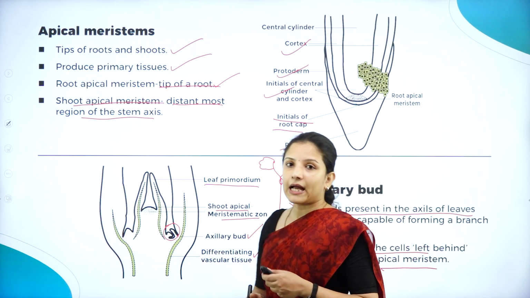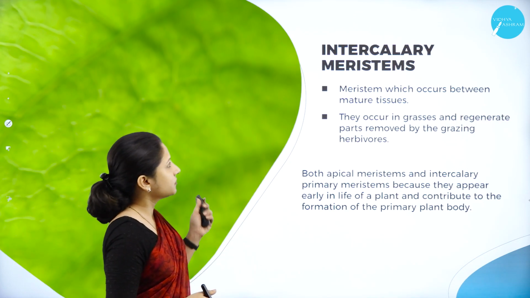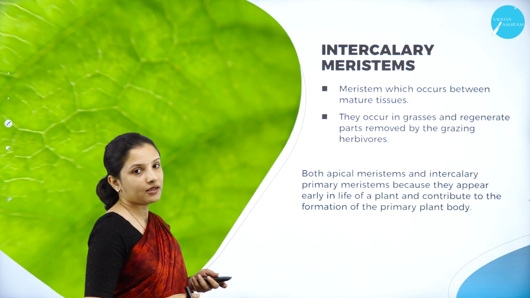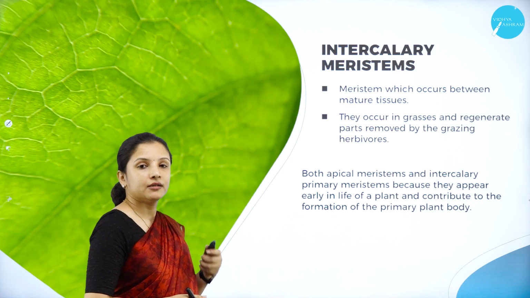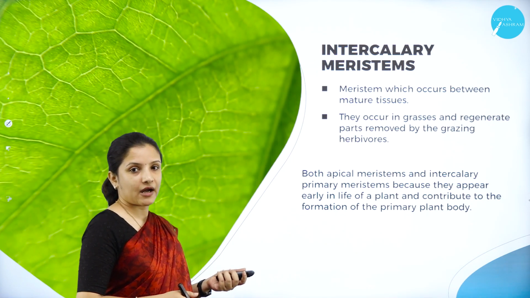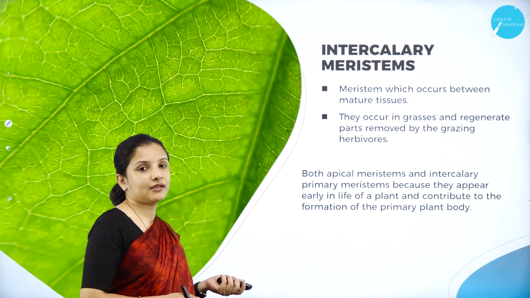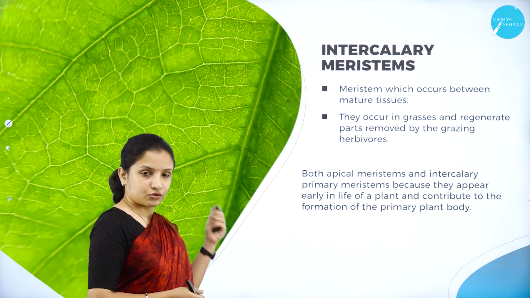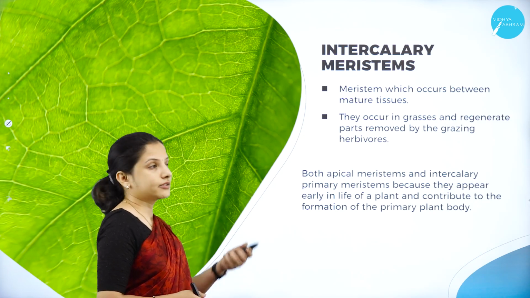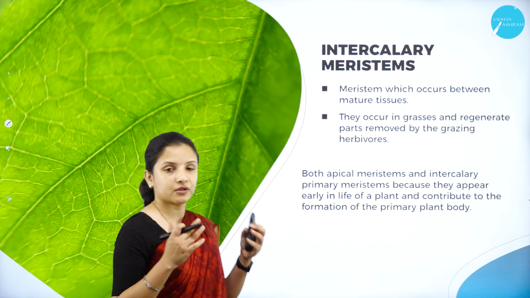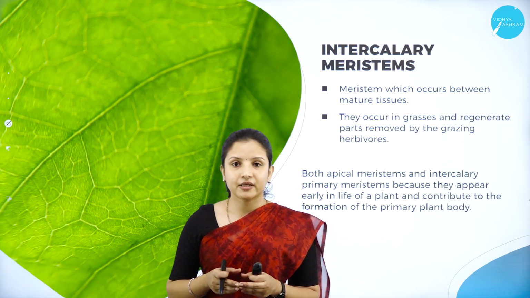So this is about the axillary bud. So next, moving on to the intercalary meristem. I told you the apical meristems are divided into primary meristems, right? So that primary meristem is again divided into the shoot apical meristem, the root apical meristem and the intercalary meristem. So remember, what are primary meristems?